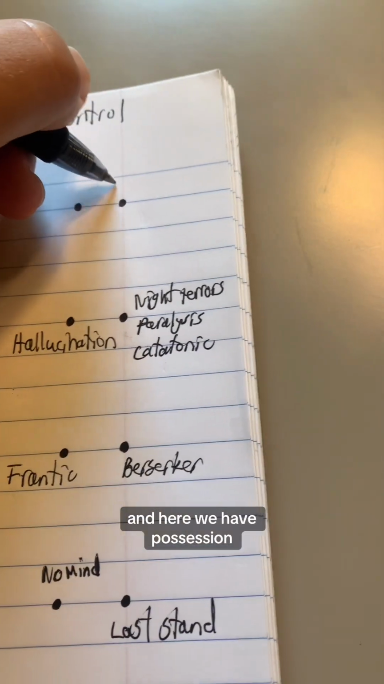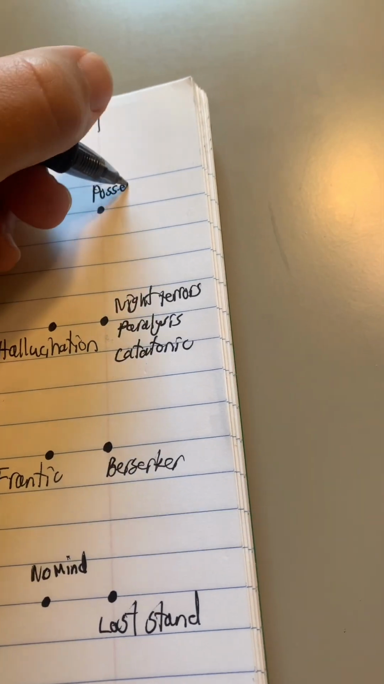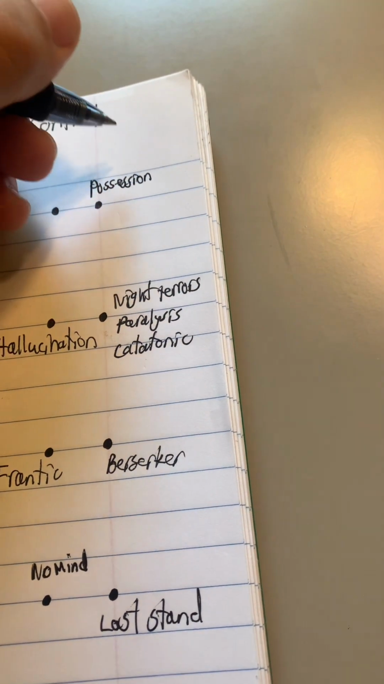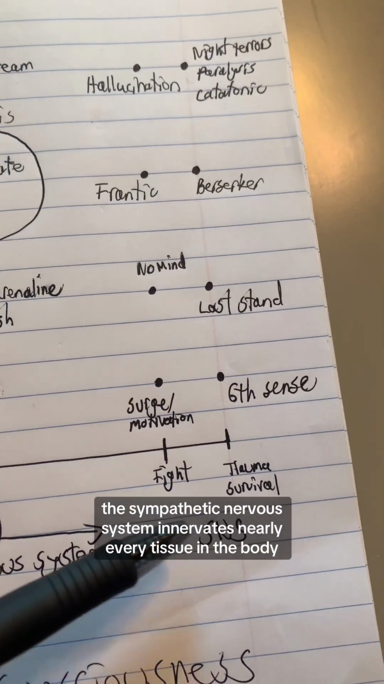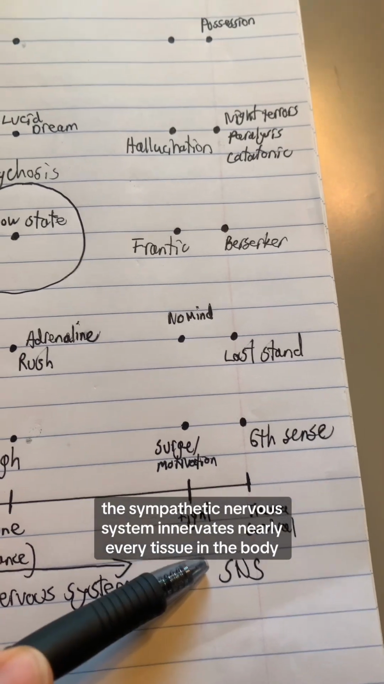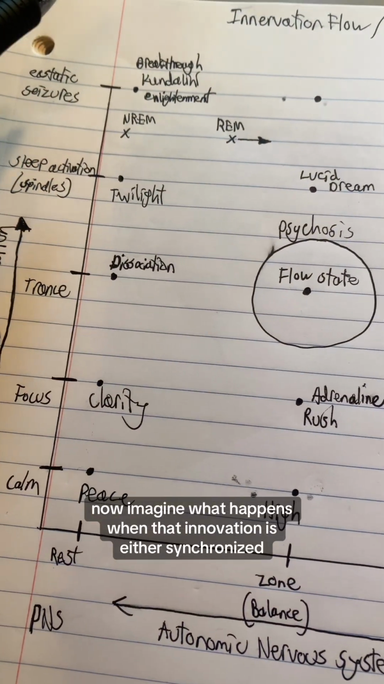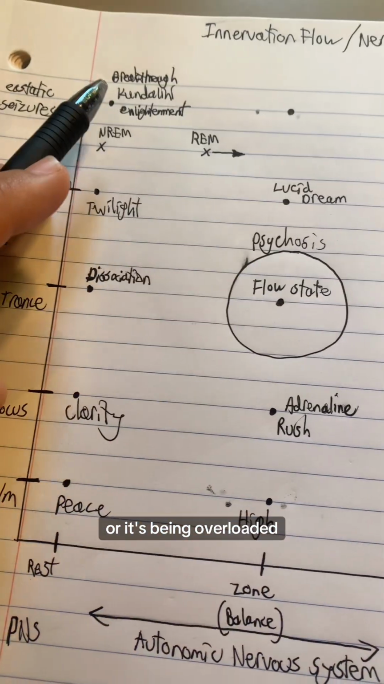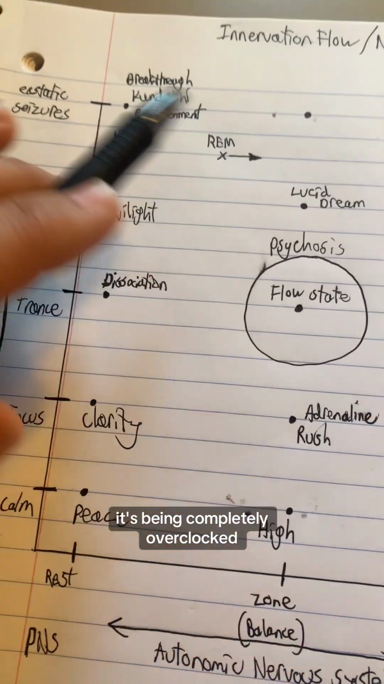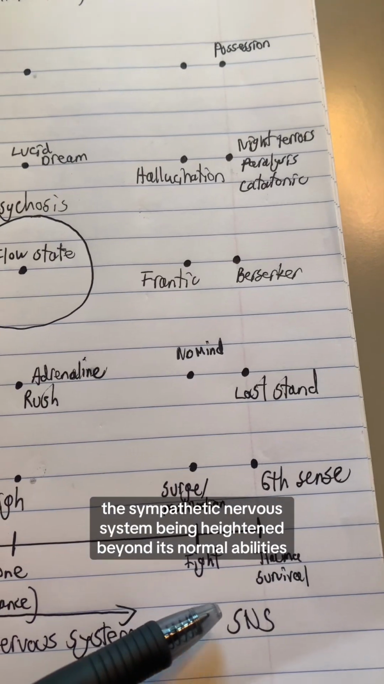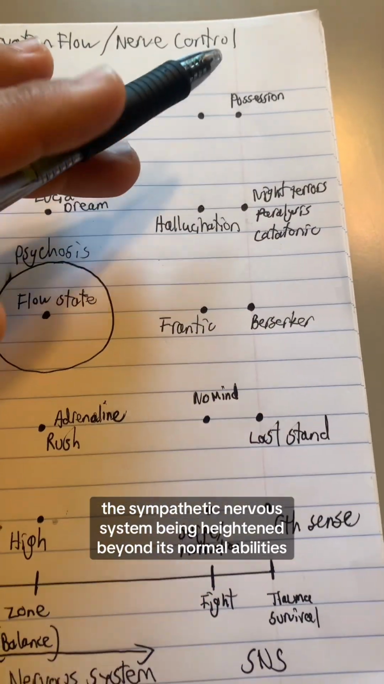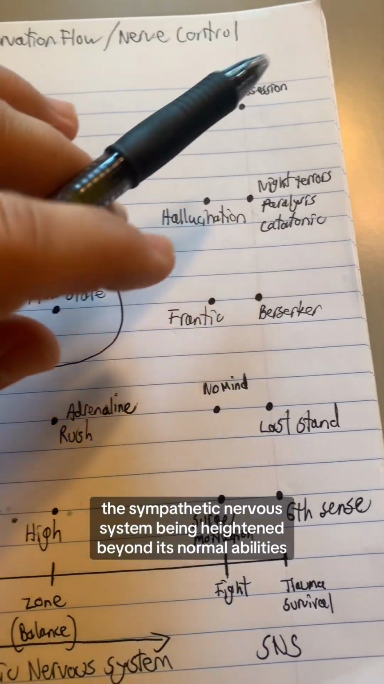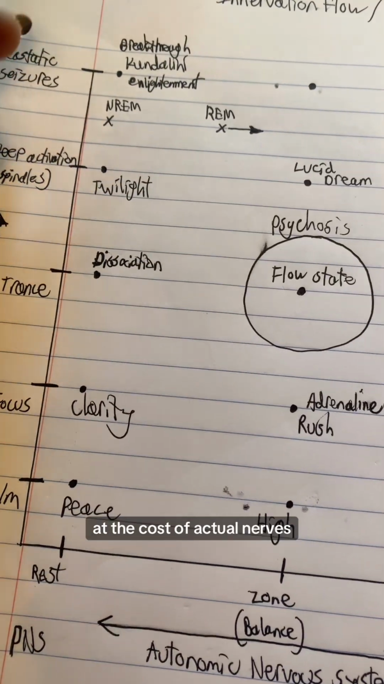And here we have possession. The sympathetic nervous system innervates nearly every tissue in the body. Now imagine what happens when that innervation is either synchronized or it's being overloaded, completely overclocked, the sympathetic nervous system being heightened beyond its normal abilities at the cost of actual nerves.